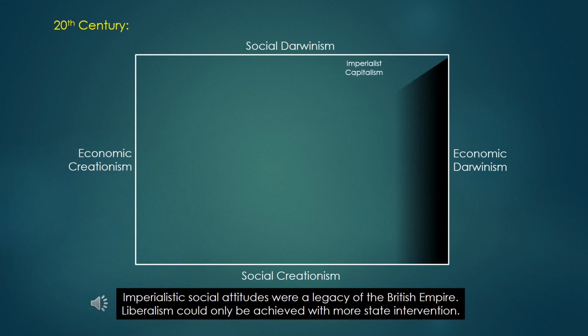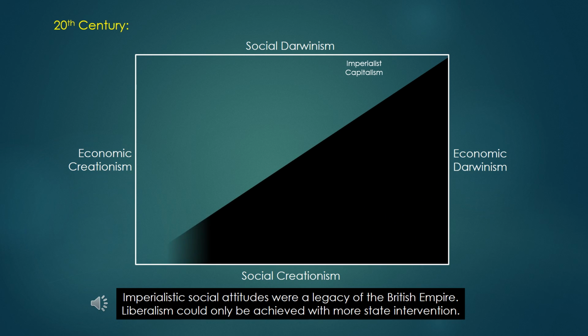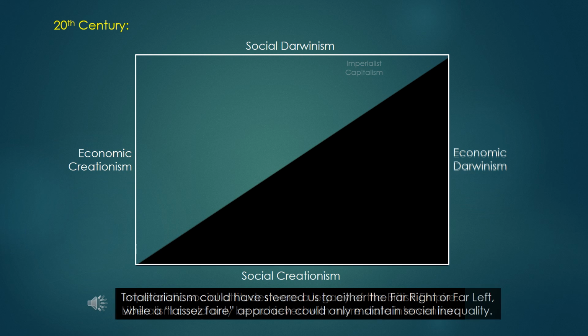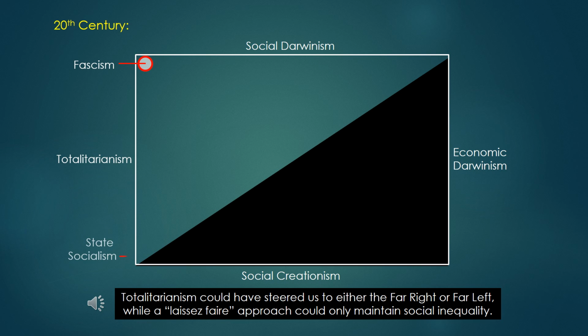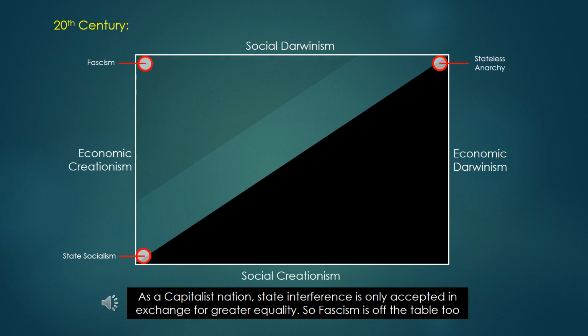Imperialistic social attitudes were a legacy of the British Empire. Liberalism could only be achieved with more state intervention. Totalitarianism could have steered us to either the far right or far left, while a laissez-faire approach could only maintain social inequality. As a capitalist nation, state interference is only accepted in exchange for greater equality. So fascism is off the table too.